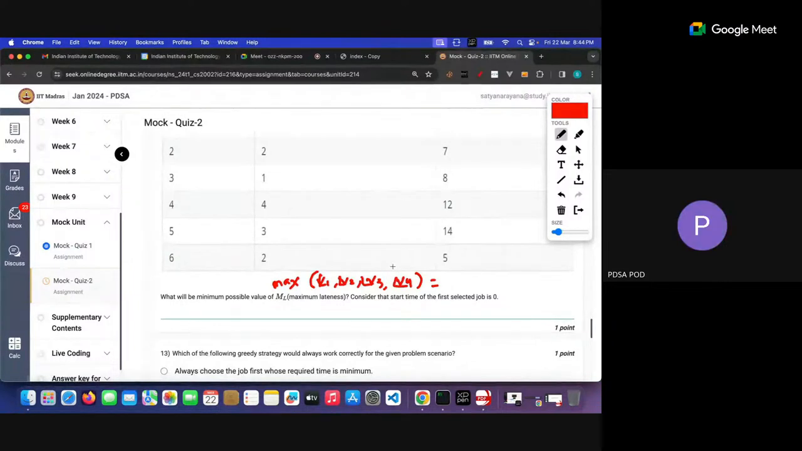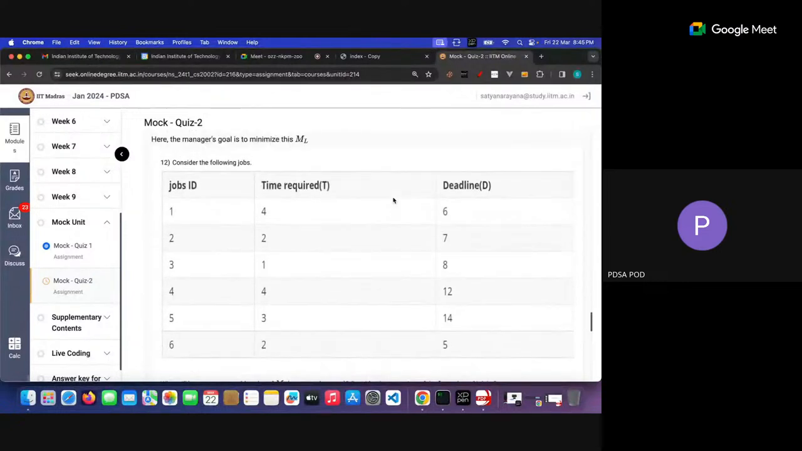This maximum value, how can you minimize it as a manager? For example, if I try sorting based on job time, we get the maximum value 6. Is it right? But if you try sorting based on deadline, we get the maximum value 2, which is the minimized maximum. Is it clear? Yes.